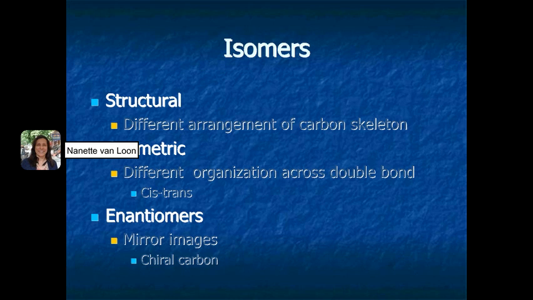In the next several slides, we're going to be taking a look at various isomers. Isomers are molecules that have the same chemical formula, but they end up having slightly different properties, or sometimes significantly different properties, because they have differences in the arrangement of their atoms.